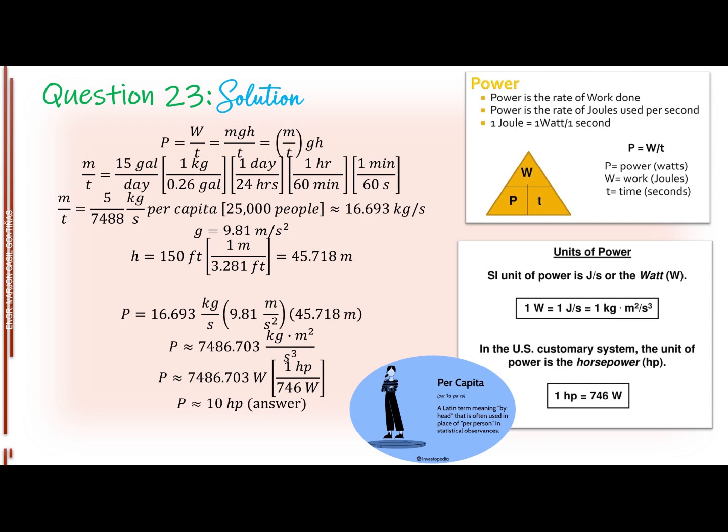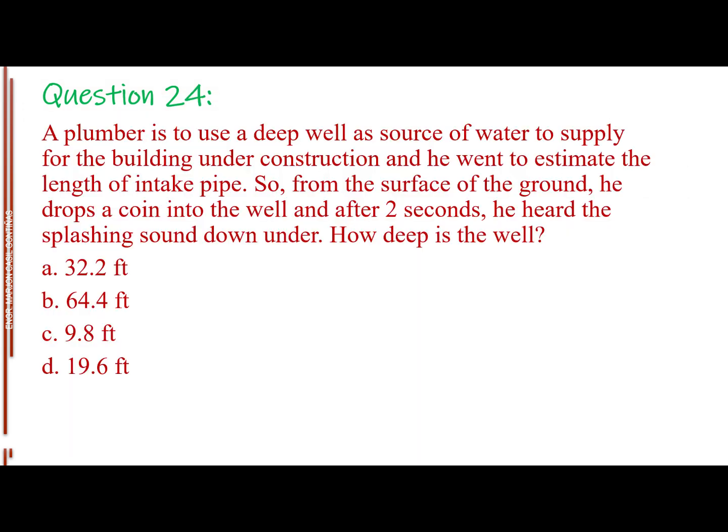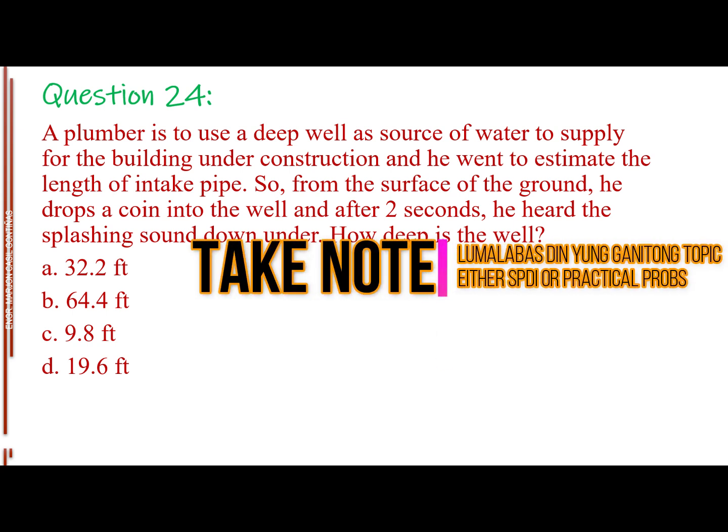Corrections are highly appreciated. Question number 24. A plumber is to use a deep well, a source of water to supply for the building under construction, and he wants to estimate the length of intake pipe. So, from the surface of the ground, he drops a coin into the well, and after 2 seconds, he hears the splashing sound down under. How deep is the well? Letter A, 32.2 feet. Letter B, 64.4 feet. Letter C, 9.8 feet. Letter D, 19.6 feet. Your timer starts now.